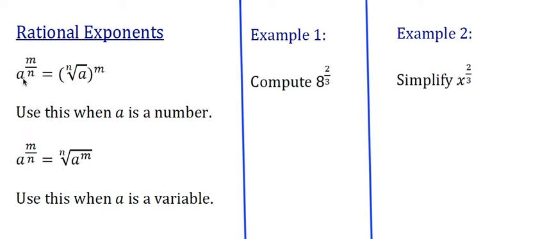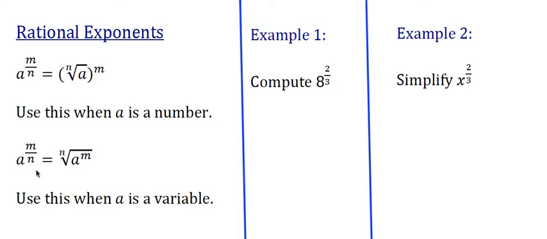When the base is a number, follow this formula. A raised to m over n should be equal to, within parentheses, the nth root of a, raised to m. Notice that the denominator becomes the index of the radical, right? And the numerator goes outside as an exponent. Okay, that's for the case when a is a number.